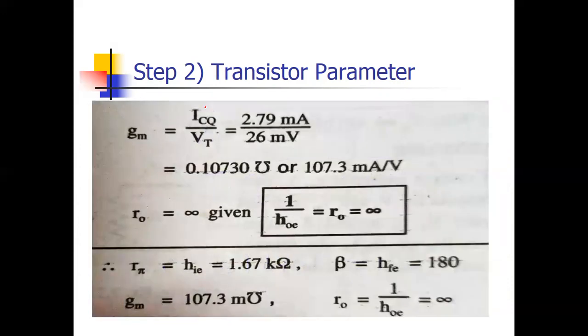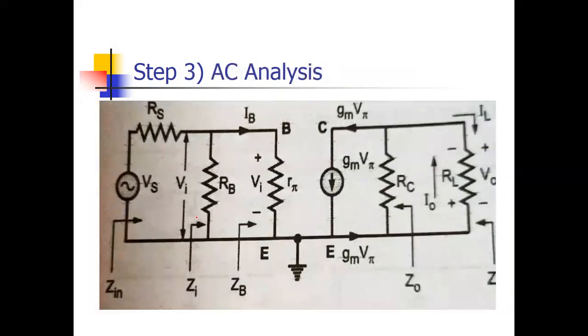Next, we want gm. gm is IC upon VT. VT is fixed, IC we have calculated. So this is your gm. And r naught is equal to 1 upon hoe. That is not given, so r naught will be infinity. So part 2 is over. Now part 3: we want to calculate voltage gain and current gain. For that, we have to do AC analysis.